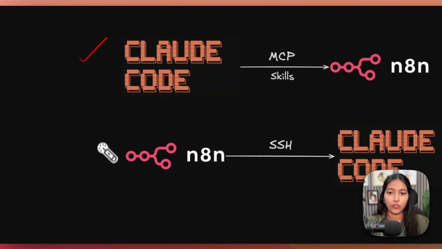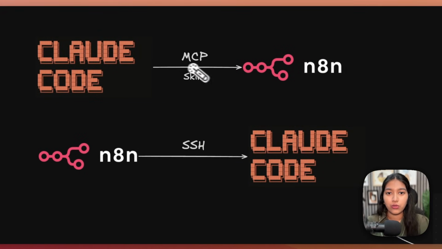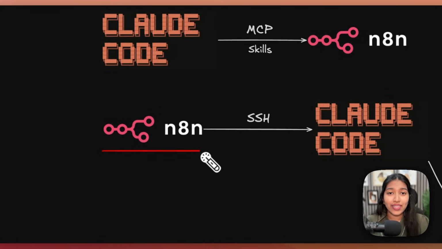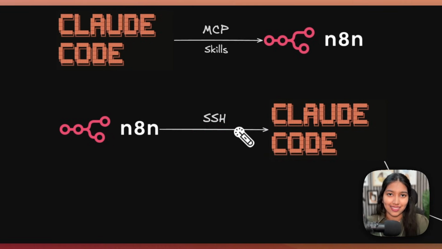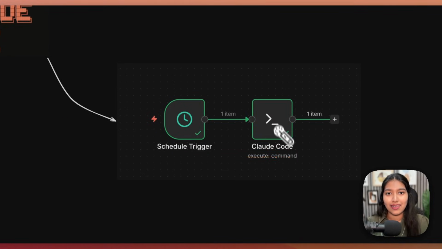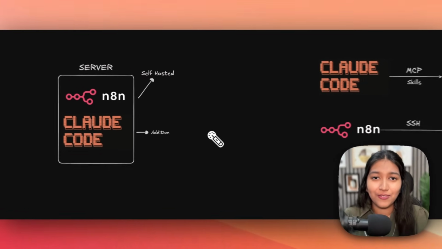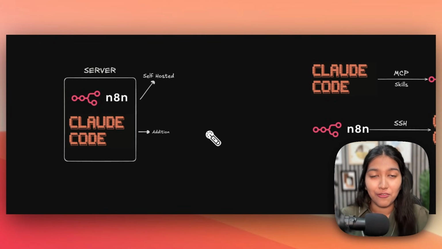And just to see how both of these are going to work, Claude Code is basically going to connect to n8n using its MCP. And we're also going to use skills to get the best possible output. And the way we're going to get Claude Code inside our n8n automation is through SSH, which is going to look something like this. Don't worry in case you don't understand what an MCP is, what is an SSH, how do you self-host, what is a server. Don't worry, I will be explaining everything. Just watch this video till the very end.